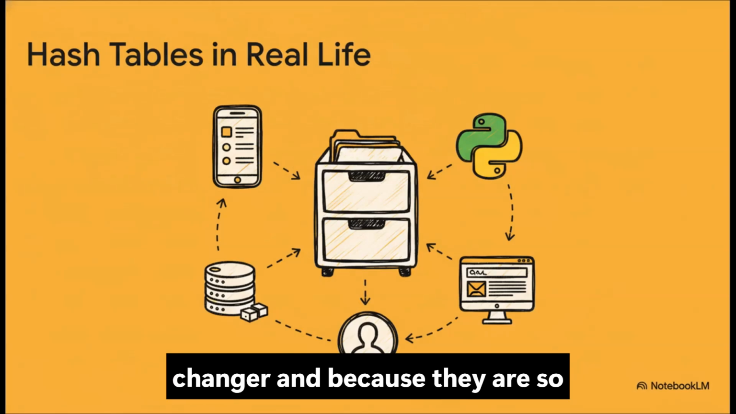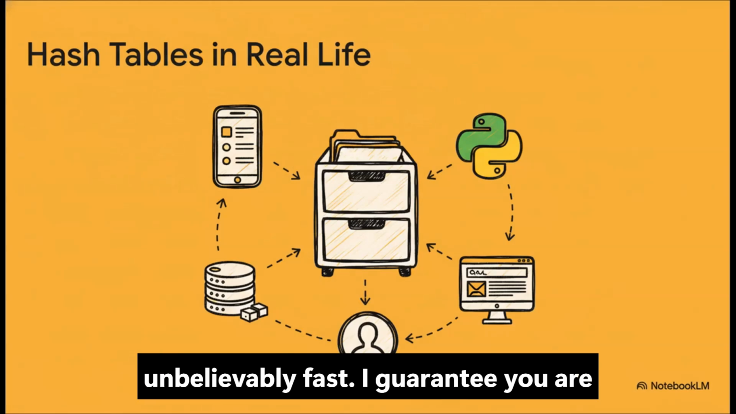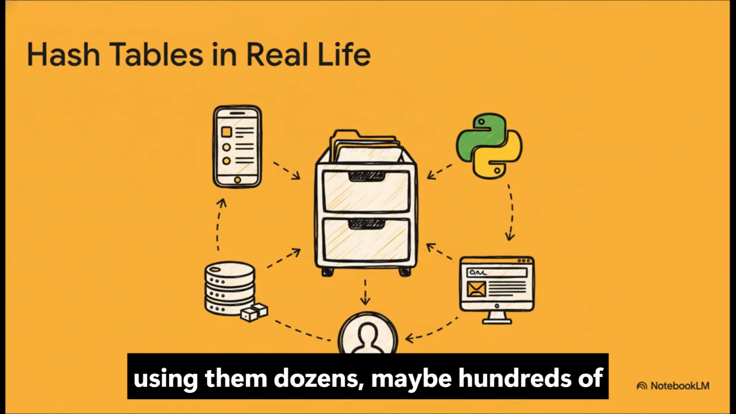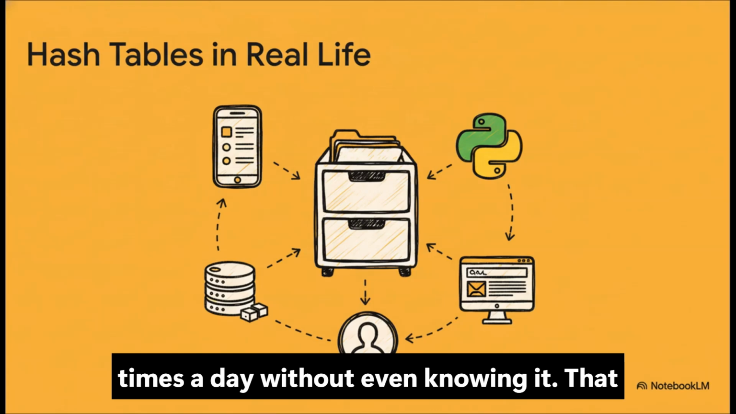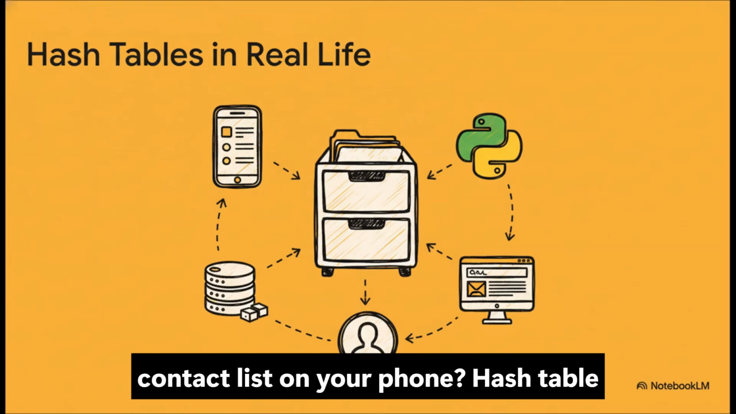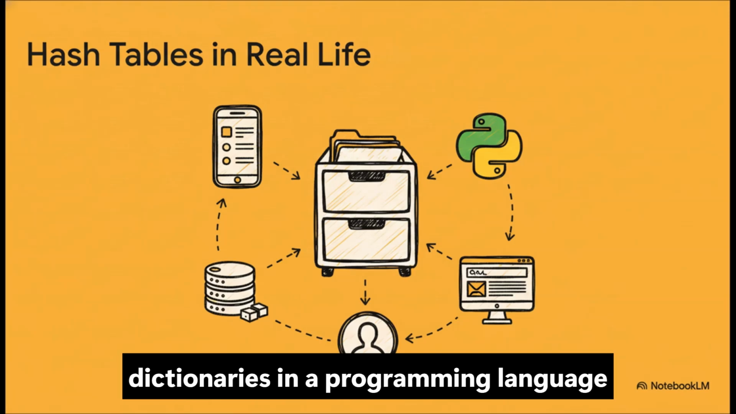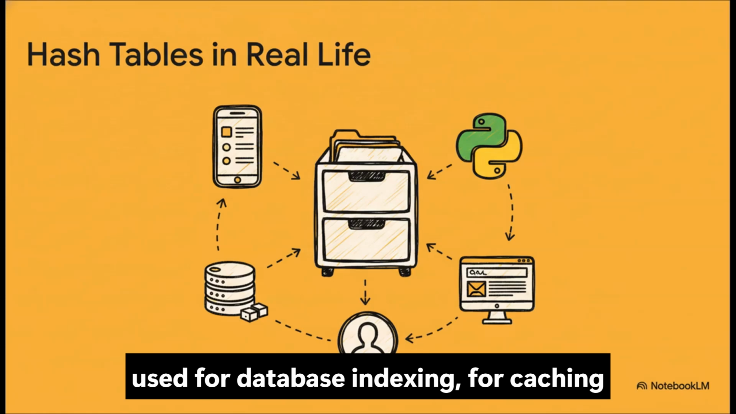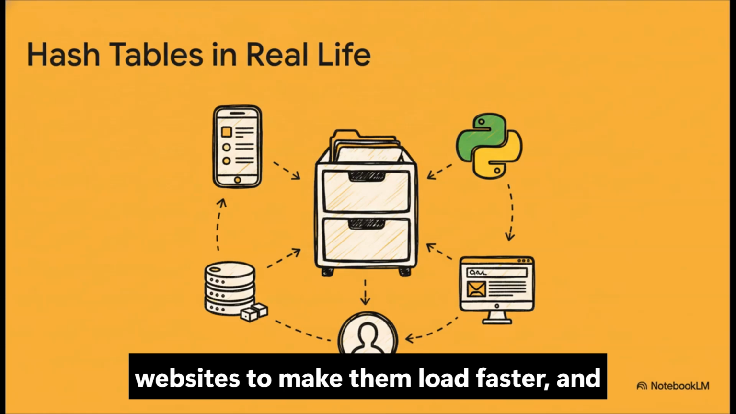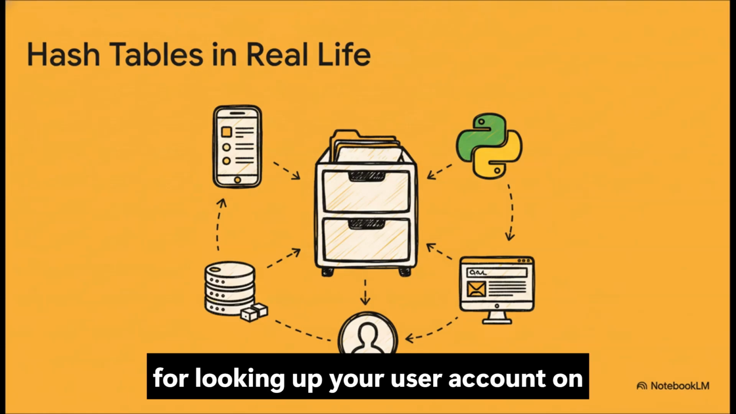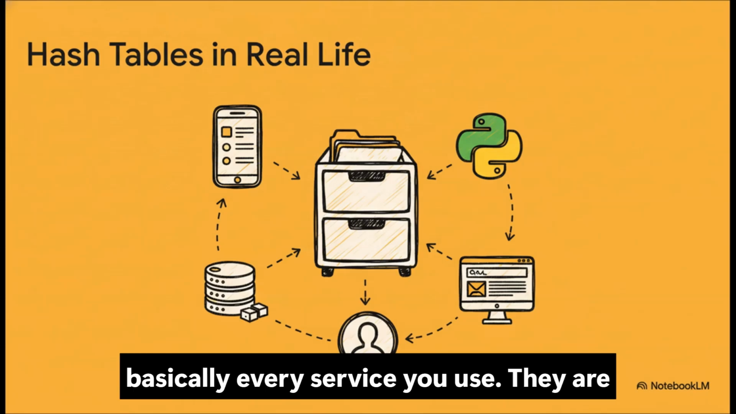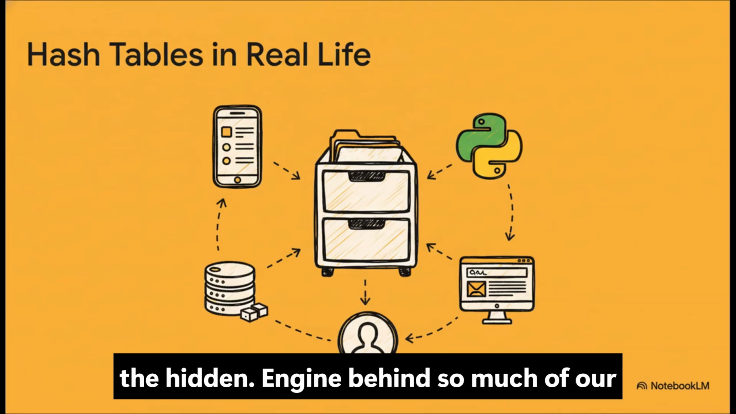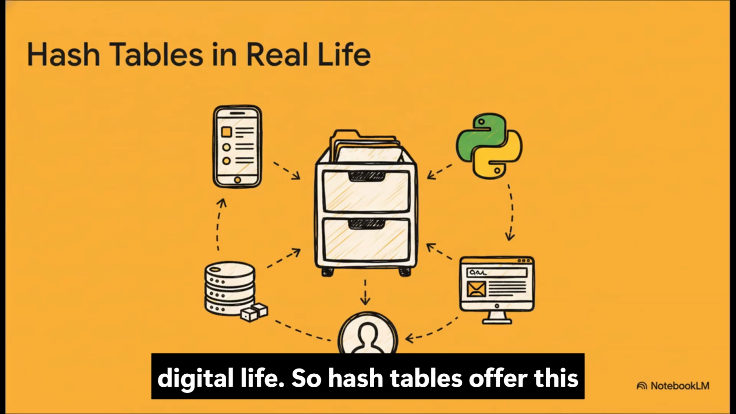And because they are so unbelievably fast, I guarantee you are using them dozens, maybe hundreds of times a day without even knowing it. That contact list on your phone? Hash table. Dictionaries in a programming language like Python? Yep, hash tables. They're used for database indexing, for caching websites to make them load faster, and for looking up your user account on basically every service you use. They are the hidden engine behind so much of our digital life.